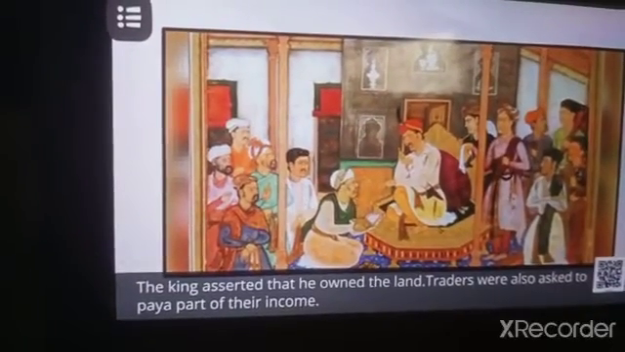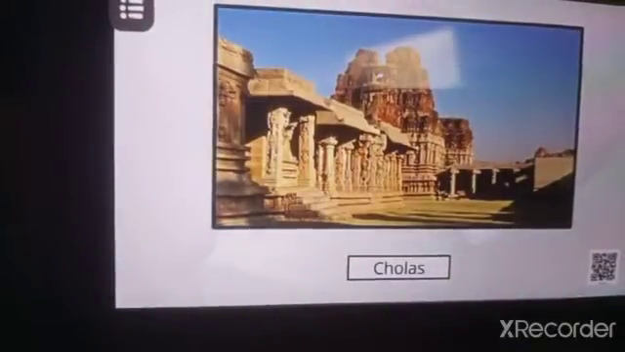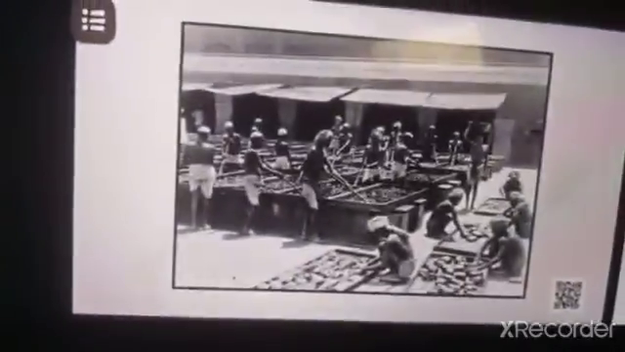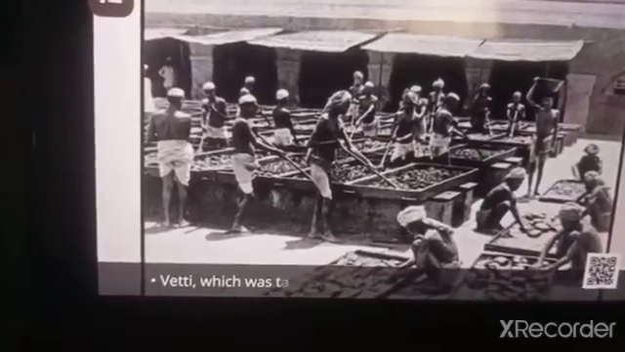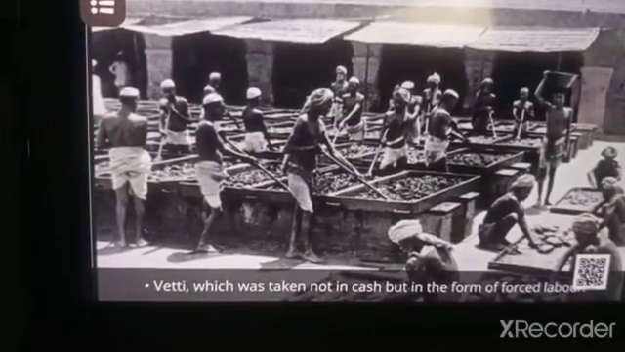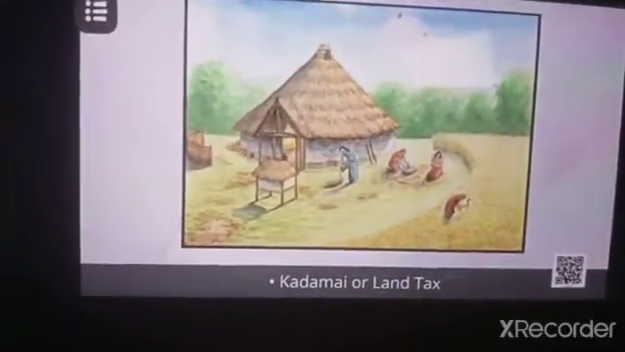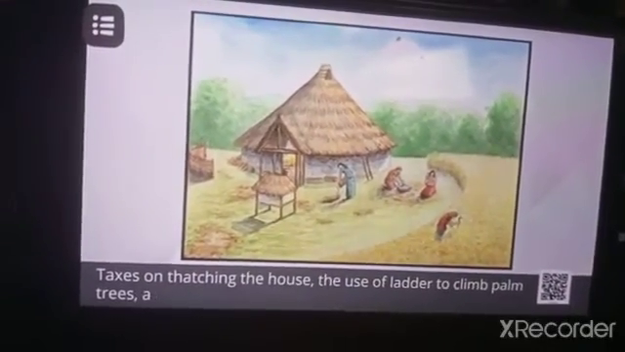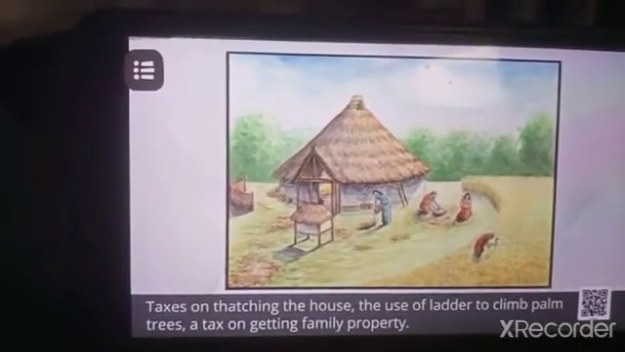Traders were also asked to pay a part of their income. Children, the inscriptions of the Cholas who ruled in Tamil Nadu tell us about more than 400 taxes that were collected from people. The most common tax in the kingdom was vetti, which was taken not in cash but in the form of forced labor. Then there was another tax called Kadamai or land tax. There were other taxes like taxes on thatching the house, the use of a ladder to climb palm trees, a tax on getting family property, and so on.